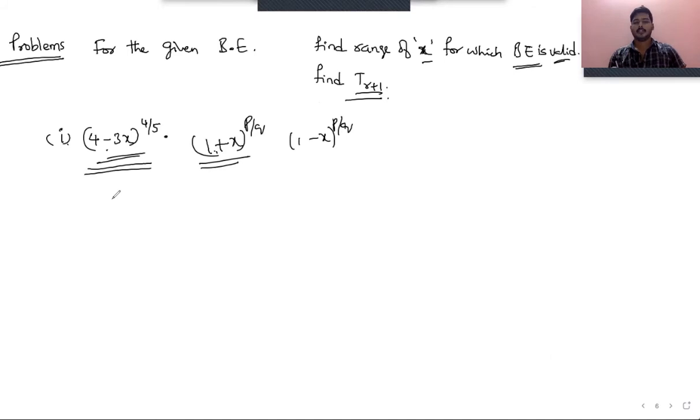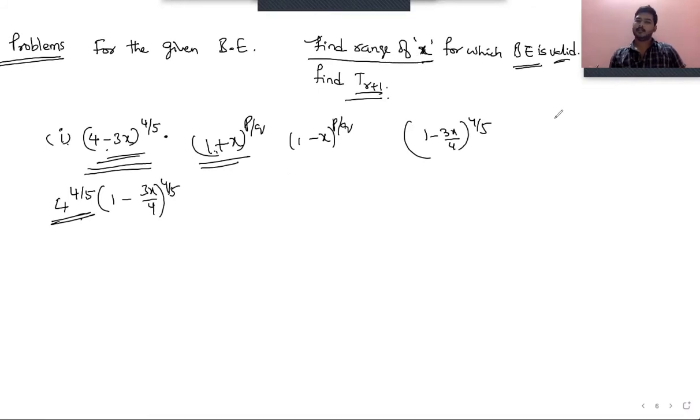For that I'll take 4 common. That will be 4 power 4 by 5 into (1 minus 3x by 4) whole power 4 by 5. So first I'll ignore this for some time and consider (1 minus 3x by 4) whole power 4 by 5. Now for the first question, finding the range, modulus x should be less than 1 for the binomial expansion to be valid.